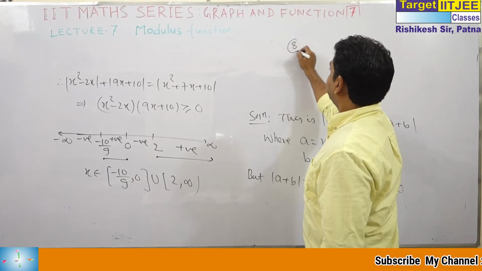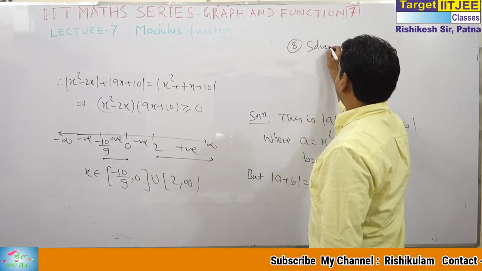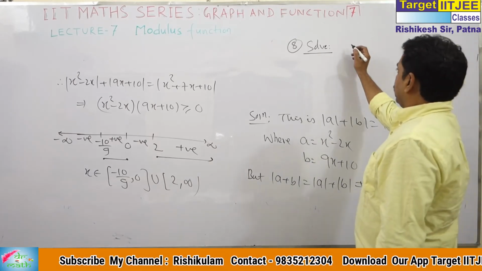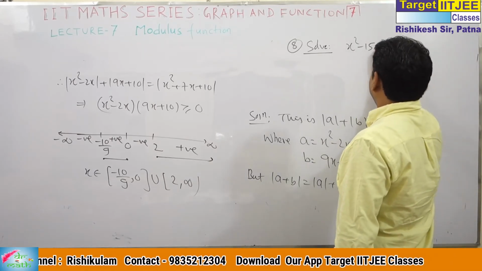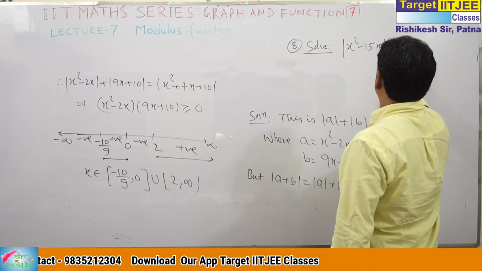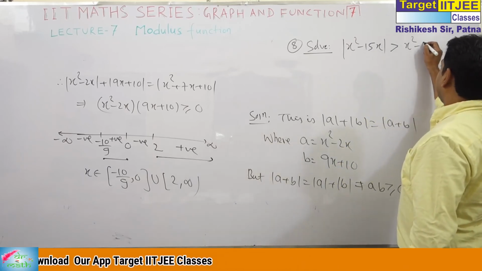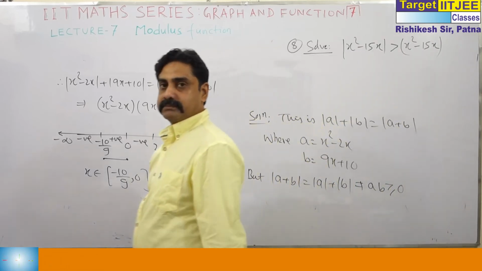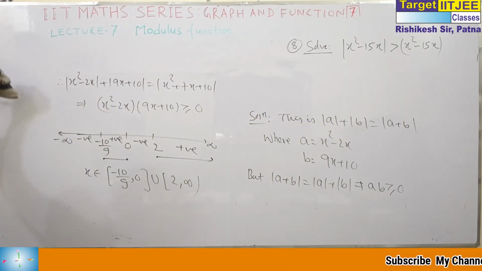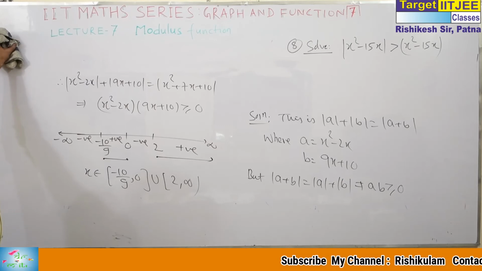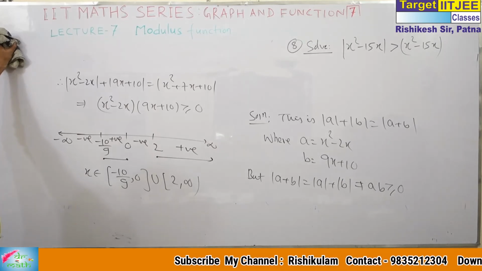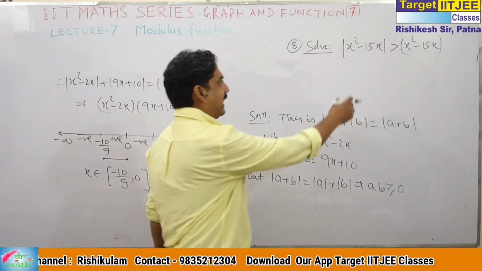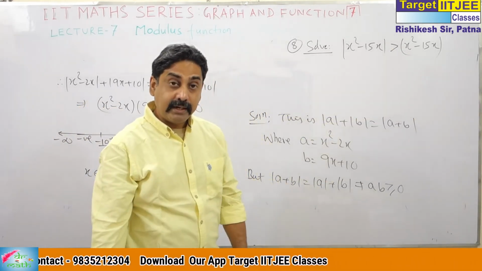Suppose the question is: solve |x² − 15x| > x² − 15x. This is the question. What do we do? If you try to break the modulus, you can draw the sign scheme and break the modulus. That is one case.